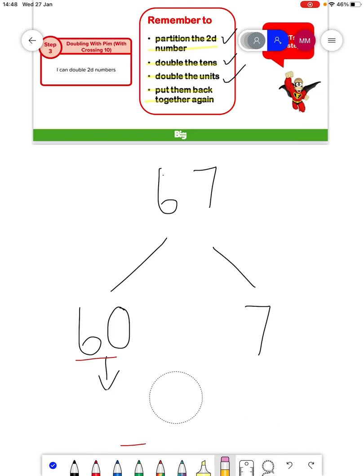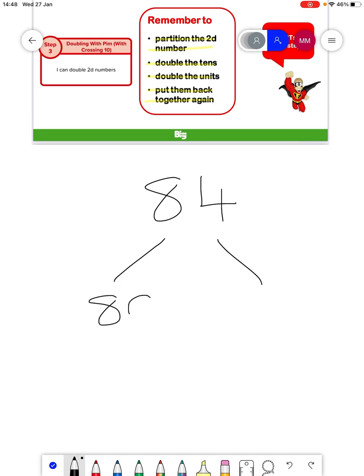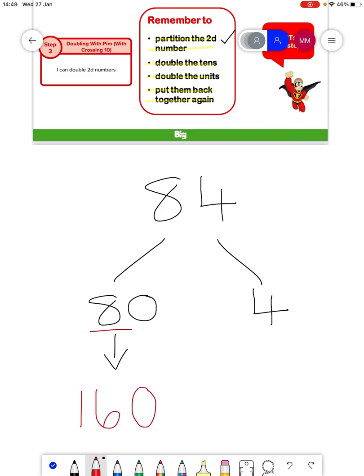Let's try one more example, CLIC 10, and then you can go ahead and try that. So next one, say I had the number 84, and I'm going to double that. So again, first step to partition our numbers. How many tens have I got? 8 tens. How many units? 4 units. Then we have to go ahead and double our tens. Double 80. Double 8 we could do first of all. 8 add 8 is 16. Remember and put your 0 on the end as well because it was 80.